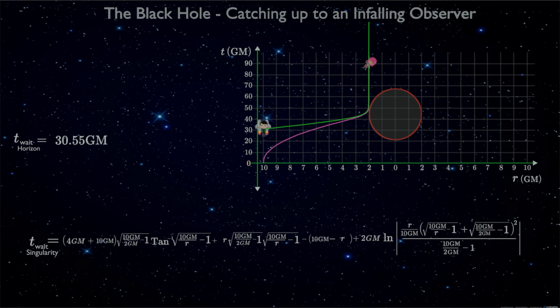When we set r equal to 0 in the inverse tan term, the argument becomes infinity, and the inverse tan of infinity is pi by 2. In the next term, we can write r as root r times root r, and we bring 1 root r into the second square root. Then, setting r equal to 0 in this term, we see that the term vanishes. Setting r equal to 0 in the next term yields negative 10 gm.